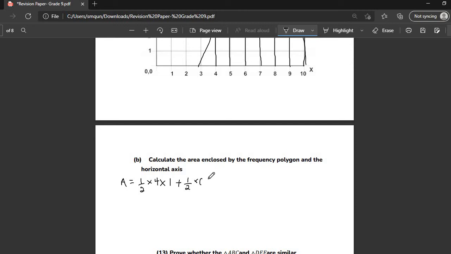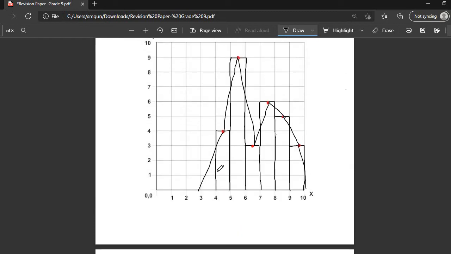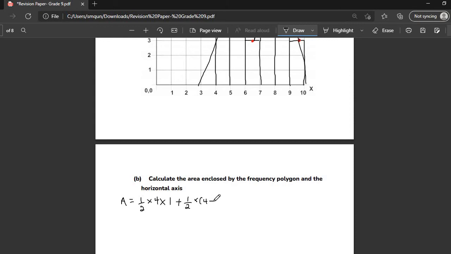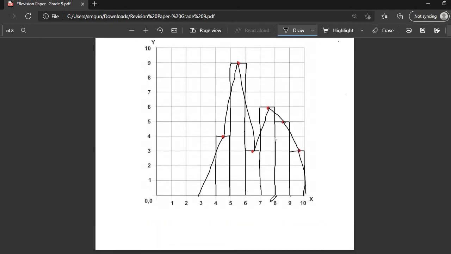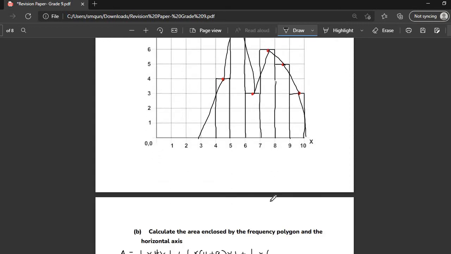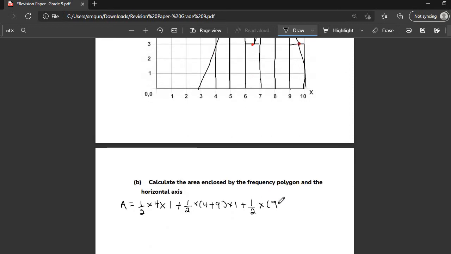The next one that you do is not going to be 4. It's going to be 4 plus the next rectangle, which is 9, times the width, which is 1, plus you're going to write half again, times, all right, 9 and 3, times the width, which is 1.